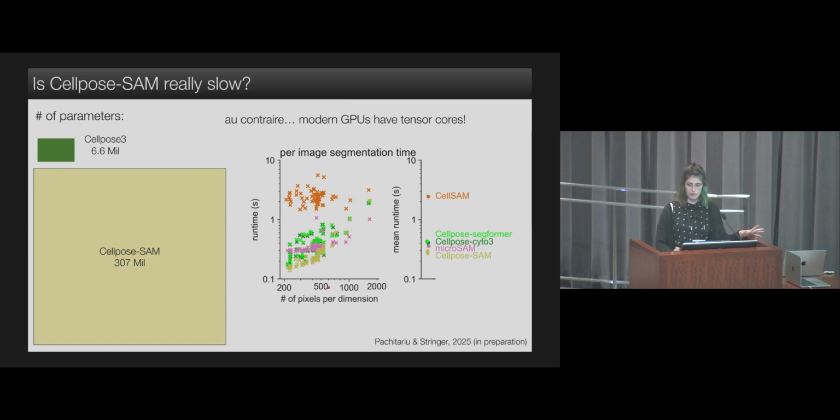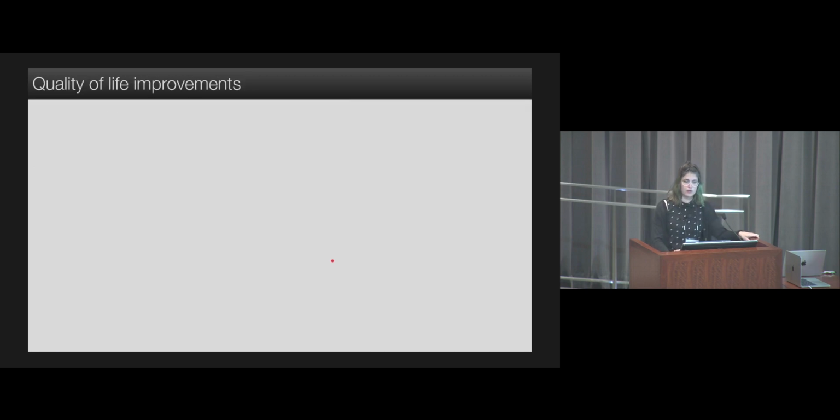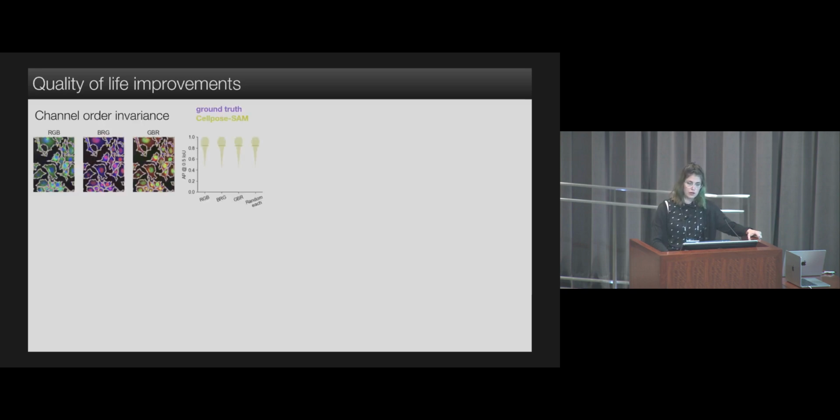And so I think for most use cases, you'll see a 512 by 512 image running in 0.2 to 0.3 seconds, which for most cases is sufficiently fast. Okay, so we also trained Cellpose-SAM to make some quality of life improvements for users. We trained Cellpose-SAM to have channel order invariance. We basically permuted the channels during training randomly. And basically the performance of the model is equivalent across all of these permutations of channels.